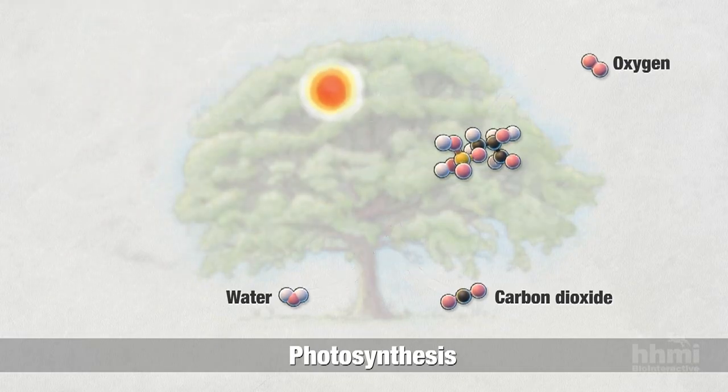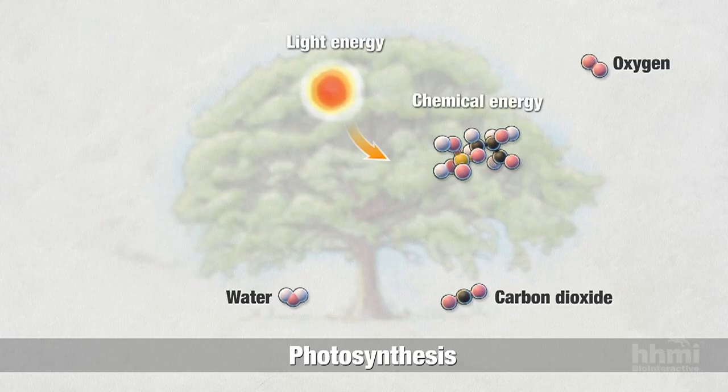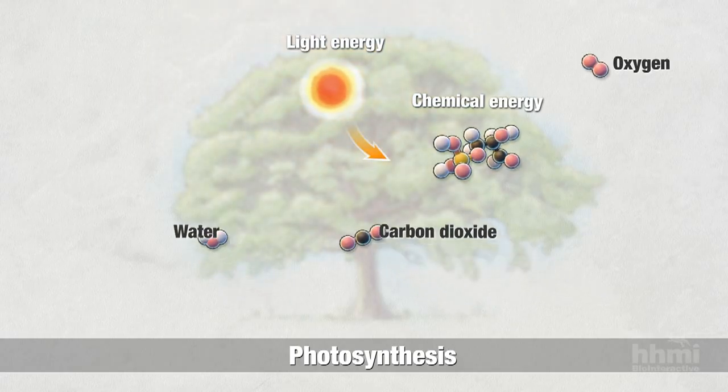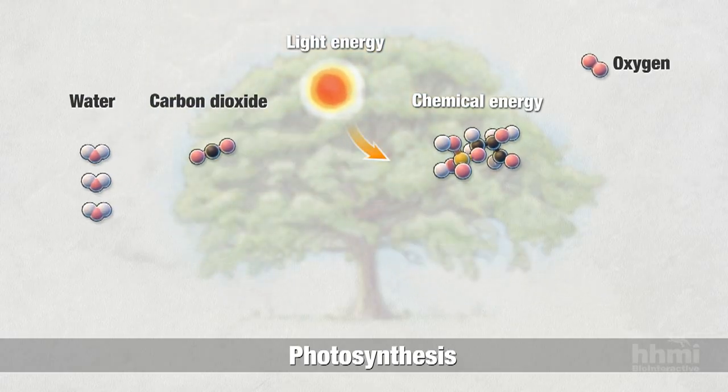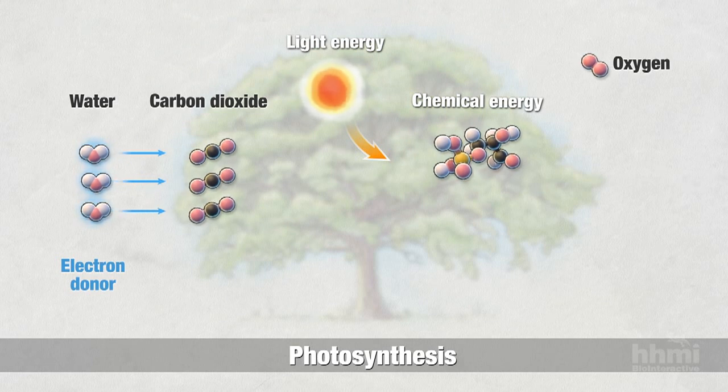Photosynthesis is a set of chemical reactions in which light energy is converted to chemical energy. Light energy enables the movement of electrons from molecules that donate electrons to molecules that accept electrons. But which molecules? Water is the first electron donor. The carbon in carbon dioxide is the ultimate electron acceptor.